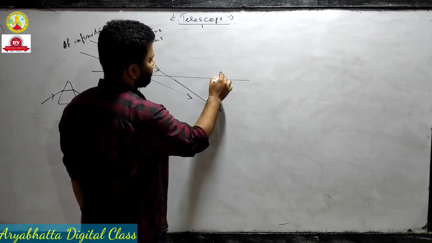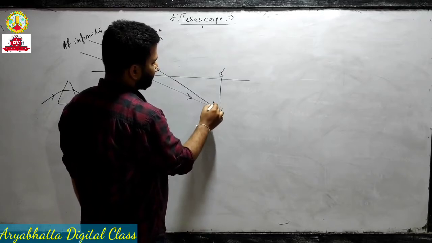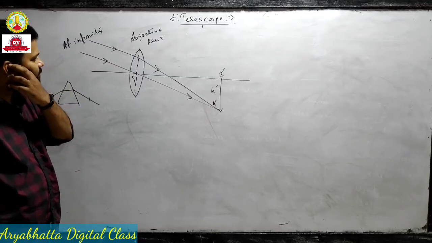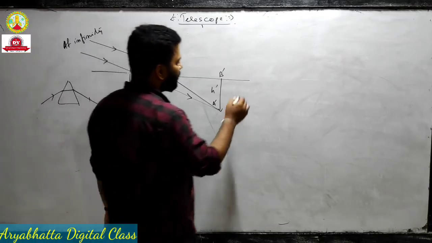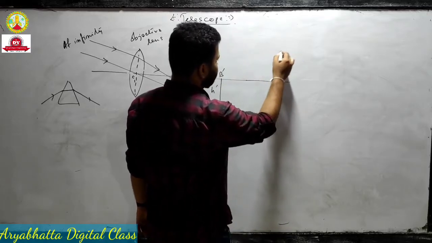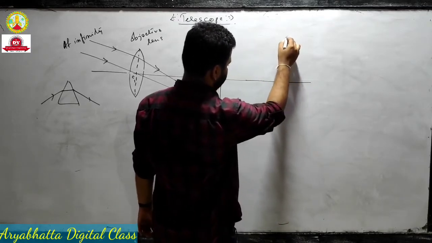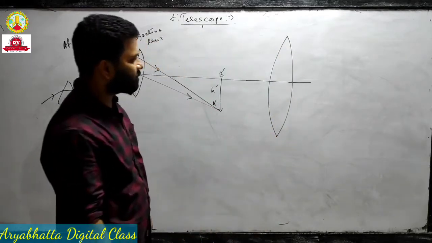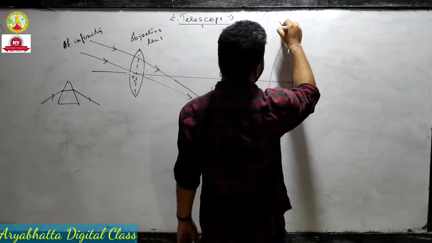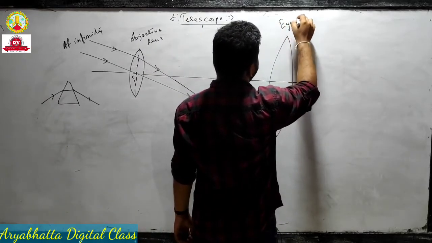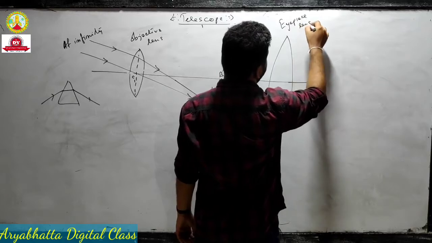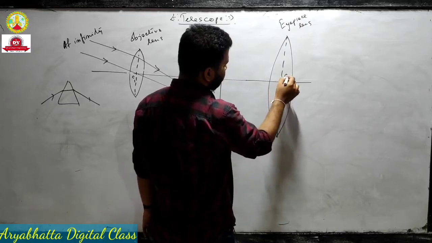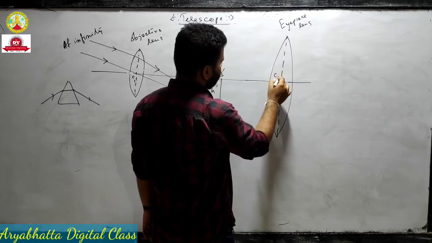At this location, this is say B dash, and this point is suppose A dash. So this is H dash. Now, if I place here another lens where nearby to it the eye will be there. So this one is the another lens. This is known as eyepiece lens. So what will be the optical center of this lens? The C2 is suppose the optical center of this lens.